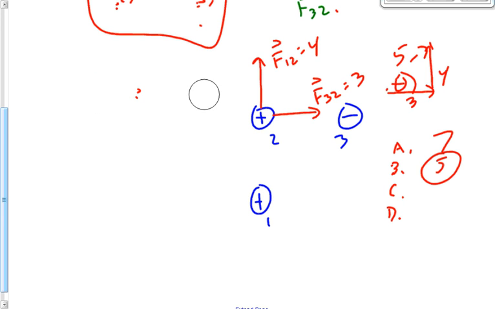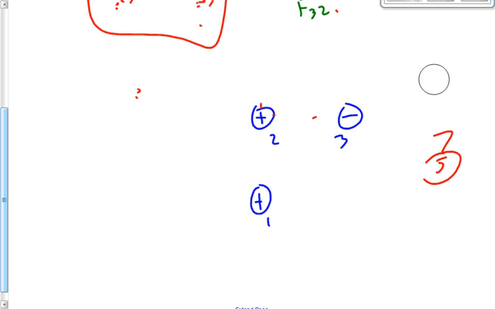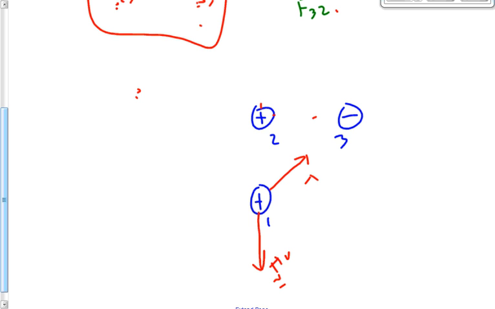If you want to find the net force on number 1, it becomes quite a bit harder because of the angles involved. The force on number 1 caused by number 2, F21, is this way, but F31 is this way. So you'd have to have an angle there. You may have to find the angle using trigonometry, or you may be given what that angle is.